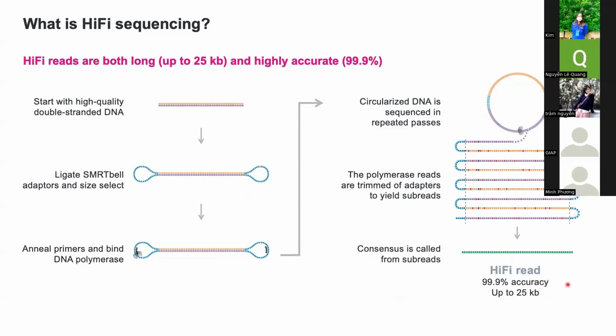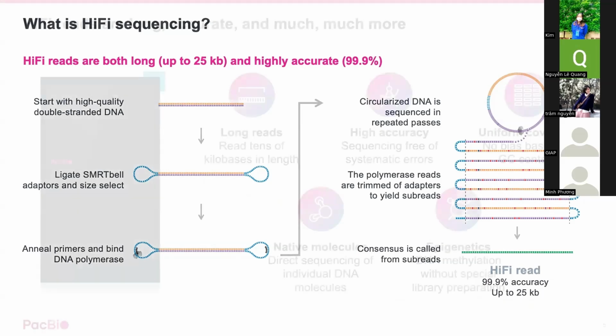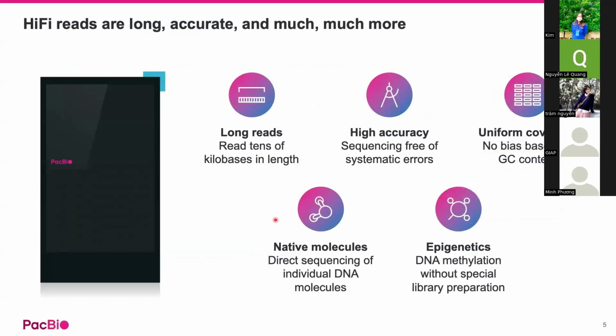And with these HiFi reads, like I mentioned, it's 99.9% accuracy, which is the most accurate long read you have right now in the market. And it can generate reads up to 25 kilobase pairs. Just to reiterate my point again, with our long reads, we can generate reads that are tens of kilobases in length, at 99.9% accuracy.